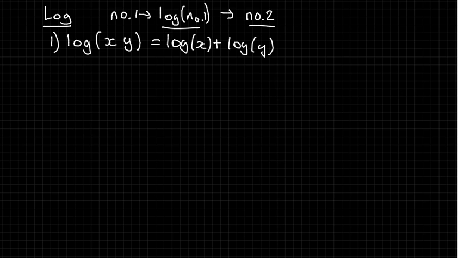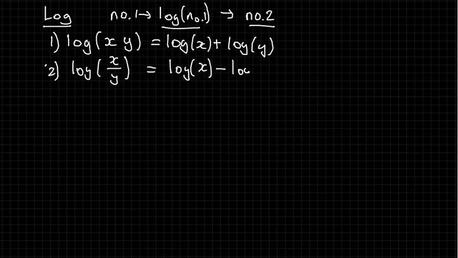This means that if you multiply two numbers together, you can expand that out by taking the log of each number and adding them to each other. The second rule we'll use is that if you divide two values by each other, then it's going to be the log of the first value, x, the numerator, minus log of the denominator, which is y. And remember that this here is the numerator, and this here is the denominator, just to make sure.